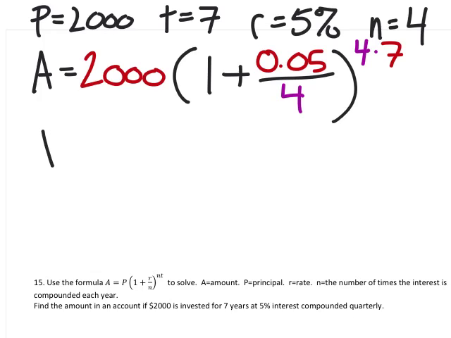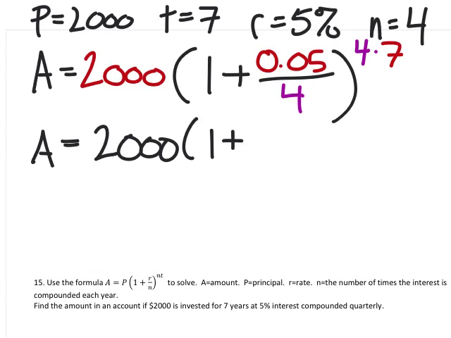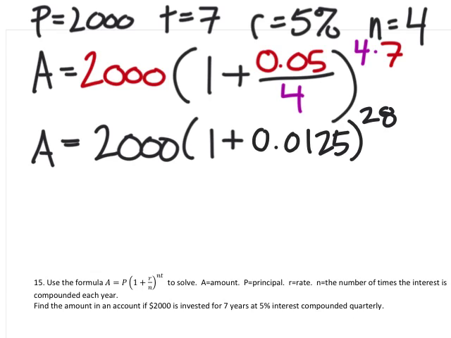We can simplify it for you, but eventually I'm going to have to use a calculator as well. 2,000 times 1 plus 0.05 divided by 4. That would give us 0.0125. And this is going to be raised 4 times 7. This is a power of 28.